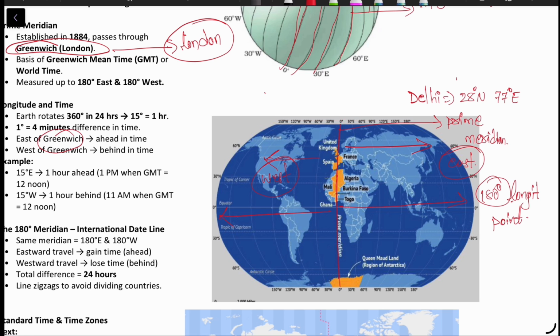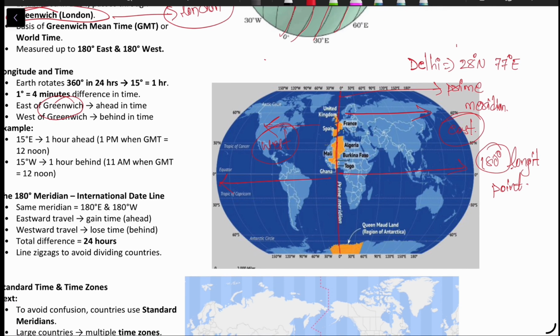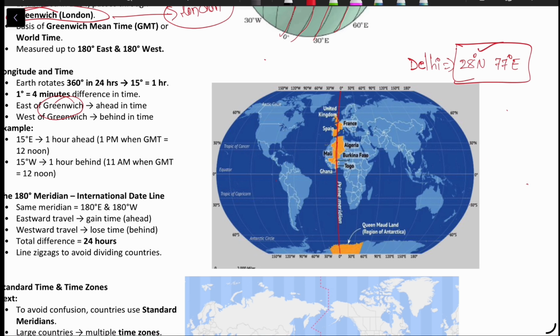Based on this, can we find the location of New Delhi right now based on the latitudes and longitudes? For understanding, take New Delhi as an example. The latitude and longitude of New Delhi is 28 degrees north latitude and 77 degrees east longitude. So this is the equator. And the given coordinates are 28 degrees north.